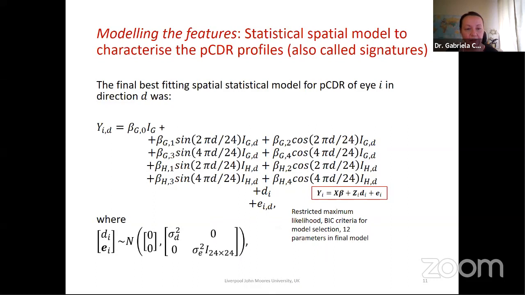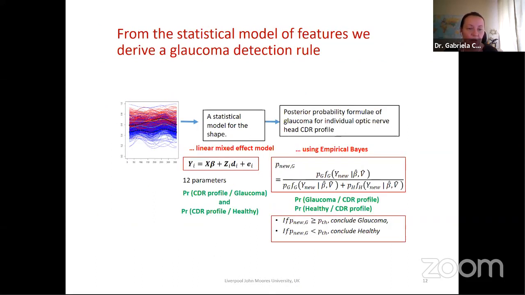And then once we fitted this model, we would know the probability of seeing a particular cup to disc profile, the 24 numbers, given the fact that the person has glaucoma or not. But that's not what we want. That's not what clinicians or patients want. They want it the other way around. They want to know the probability of glaucoma given that I see a particular profile. So using Bayesian principles, particularly empirical Bayes, and using this formula here, we then turned this around and were able to find the posterior probability of glaucoma given that I see a particular cup to disc profile of 24 numbers.